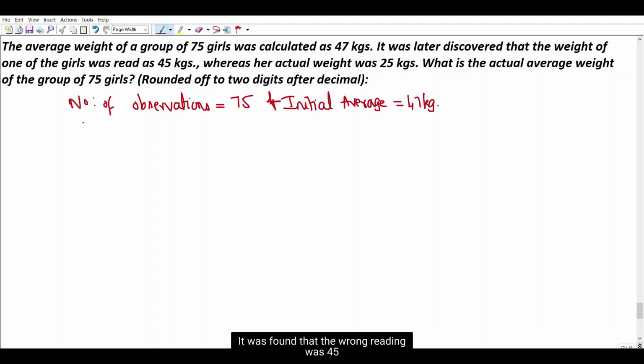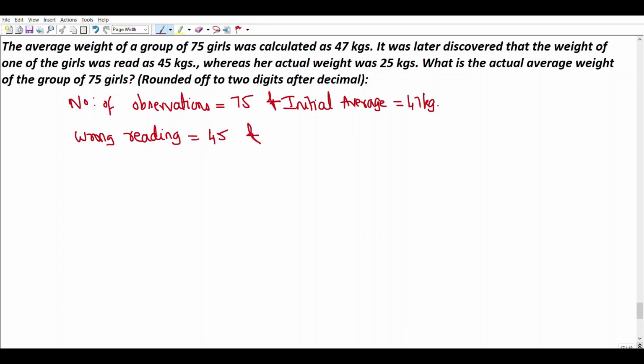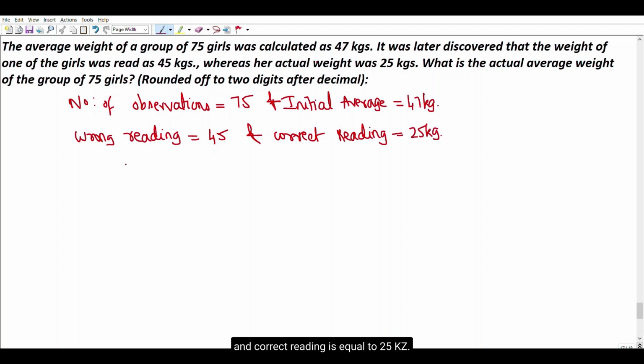It was found that the wrong reading was 45 and correct reading is equal to 25 kg. We need to find the proper average.